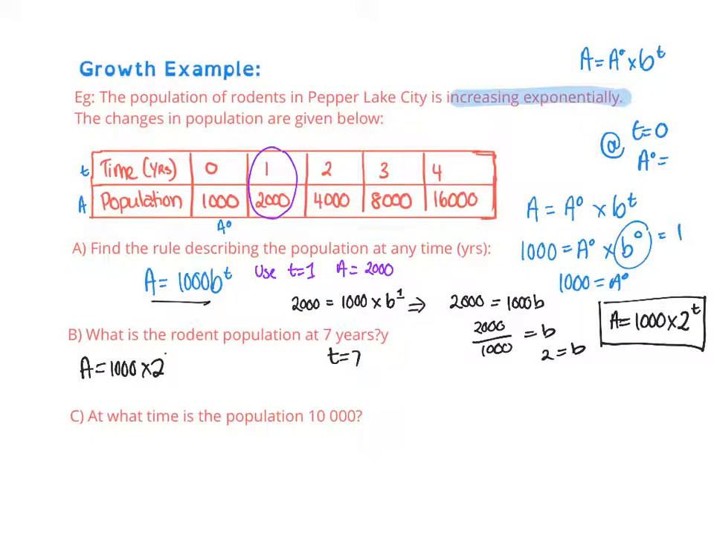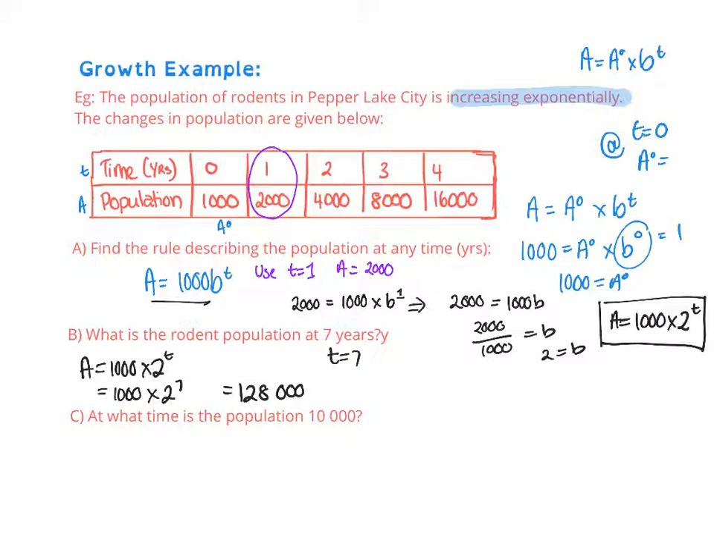2 to the power of t, so you'll just do 1,000 times 2 to the power of 7. And that's why I'm saying you'll have your calculators. Don't stress, I do not know that off by heart. There you go. We've got that many rodents in Pepper Lake City.